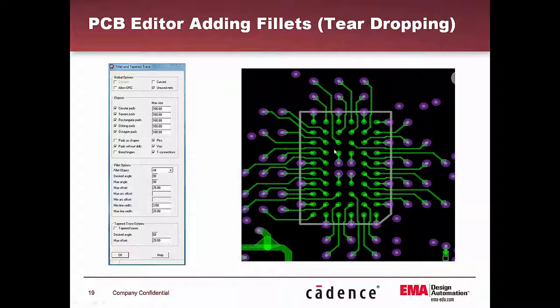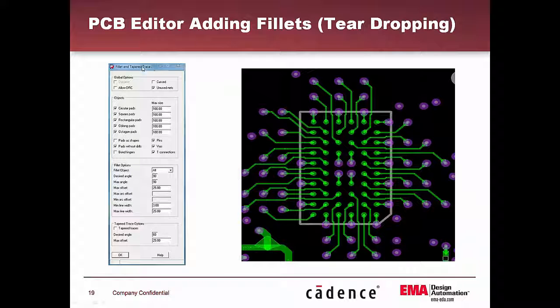So by adding teardrops, the teardropping actually puts a dynamic copper shape over that entry point where the trace comes into the pad, and it adds more copper. And because I'm adding more copper, or this teardropping feature, I can really improve the reliability, preventing the fracturing of that trace coming into that pad.